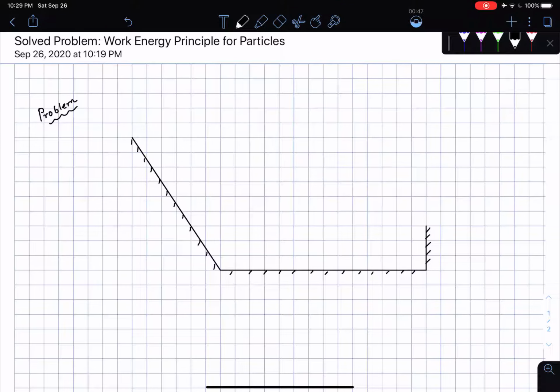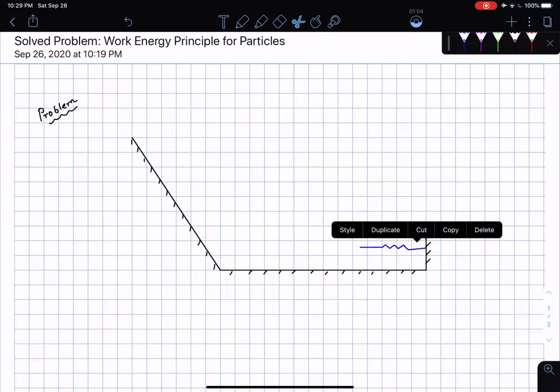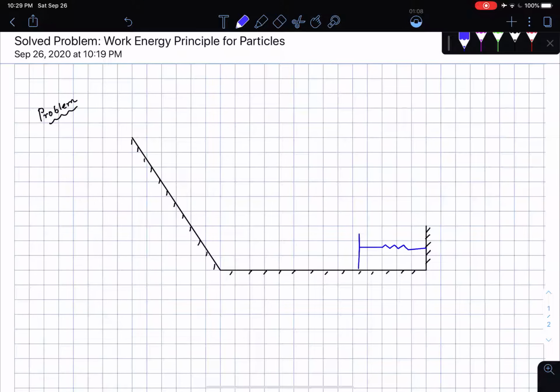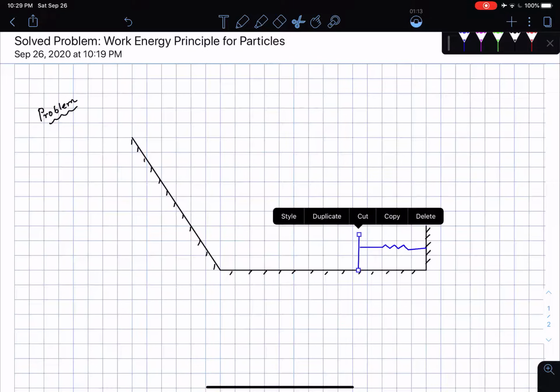There is a spring at the fixed wall. One end of the spring is connected to the fixed wall, and the other end is connected to a cushion element, which is of not much consequence to us. It just shows that if a packet or a particle hits the spring, it is not going to get unduly damaged.